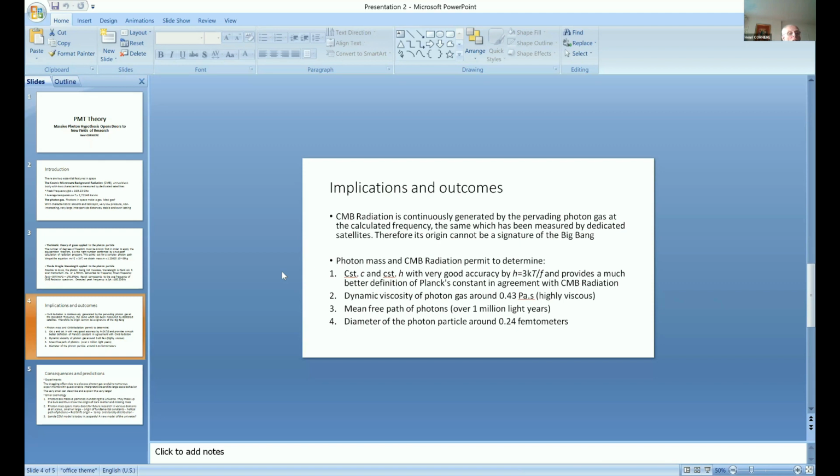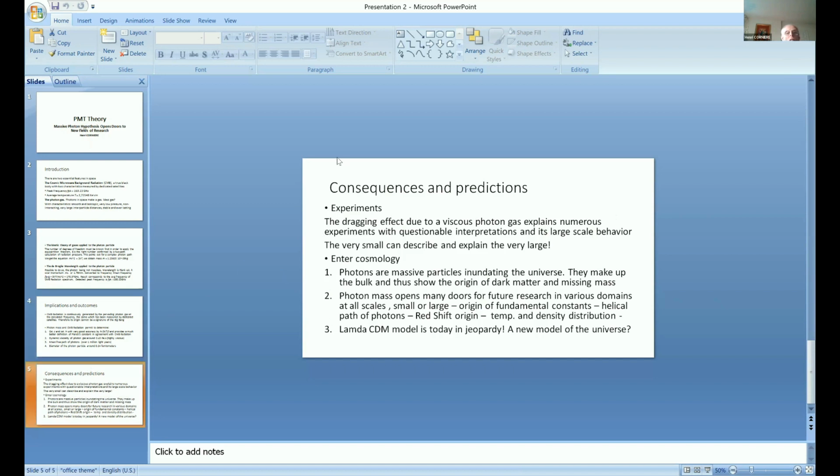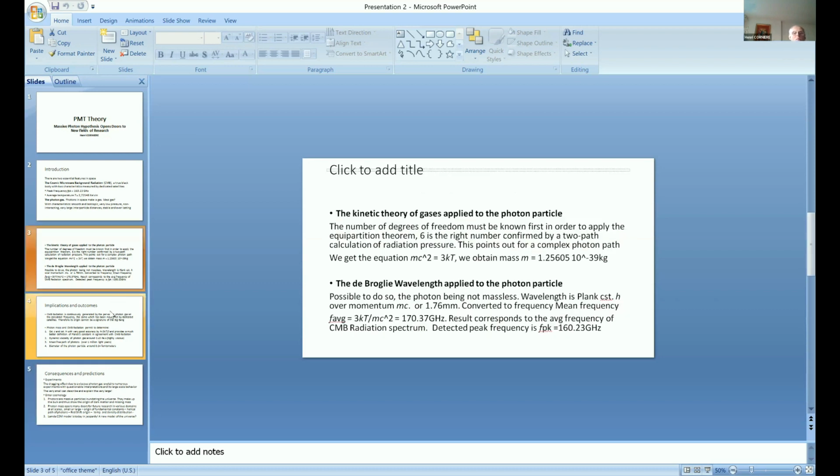Next slide. Again, I cannot move the slides. Can you move to slide number 3, please? Thank you.